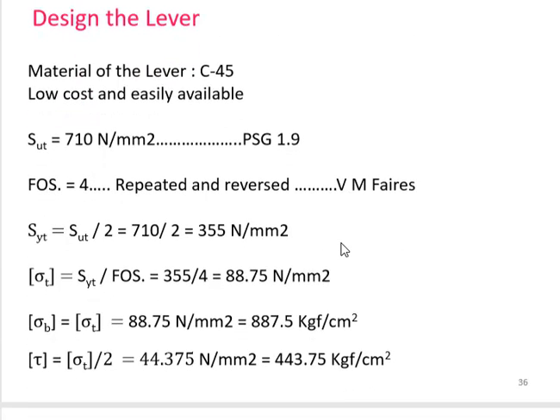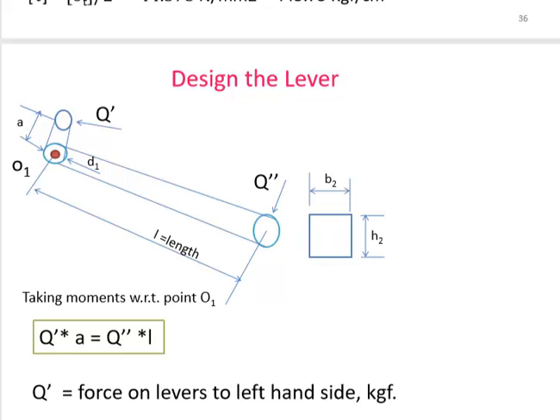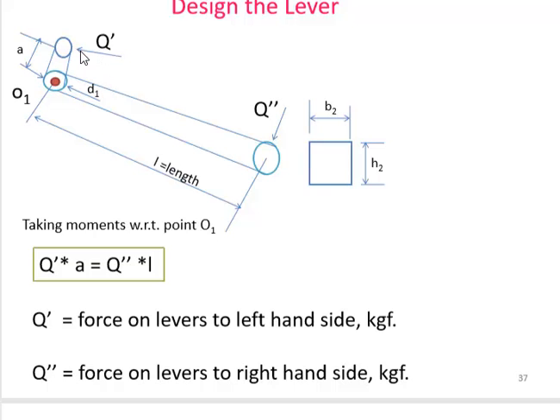Now when you look into the design of the lever, we'll first have to select the material for the lever, and the same material as for the shaft can be selected for the lever as well, which is called C45. For example, the design shear stress tau is 44.375 Newton per mm square. For the design of the lever, we can look into this figure and see that Q dash force is acting here at this particular point, and Q double dash is acting at the center of this particular circle.